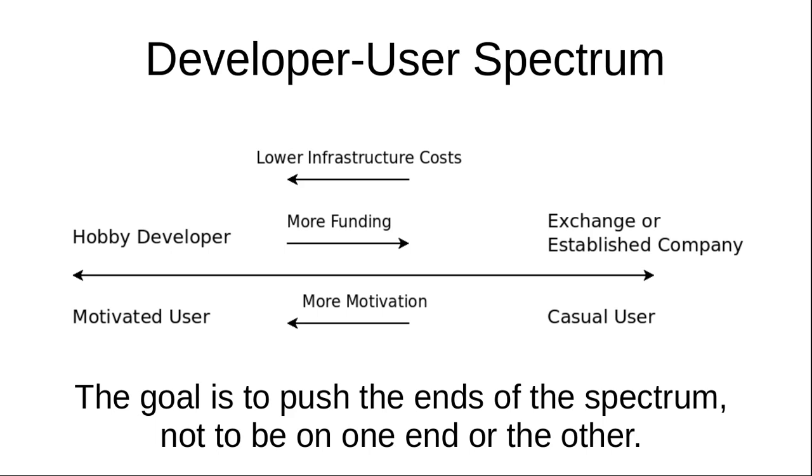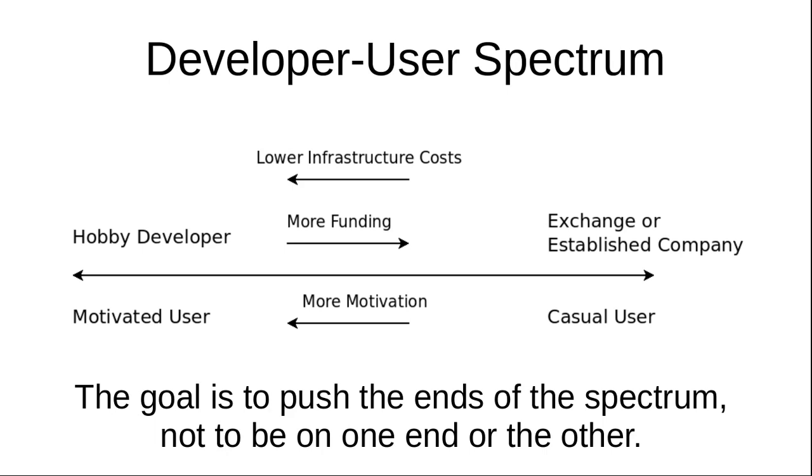So use that long line as your foundation. And so above that line, on either end, I have hobby developers on the left and exchanges or established companies on the right. And so as you move away from the hobby developer to the established company, the project has more funding to pay for infrastructure. But then as you move to the left towards the hobby developer, the demand for lower infrastructure costs increases. And then below the line, I have the user spectrum, where casual users are on the right, motivated users are on the left. As you move to the left, the users become more motivated.